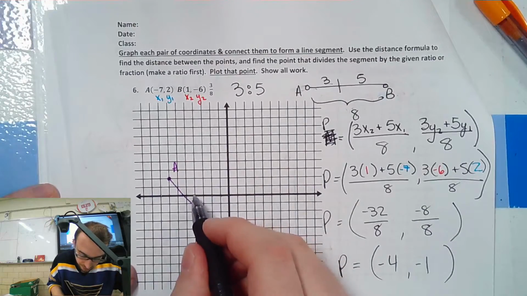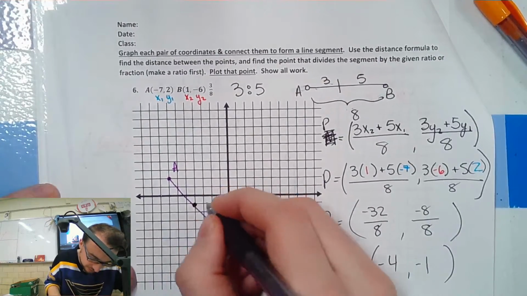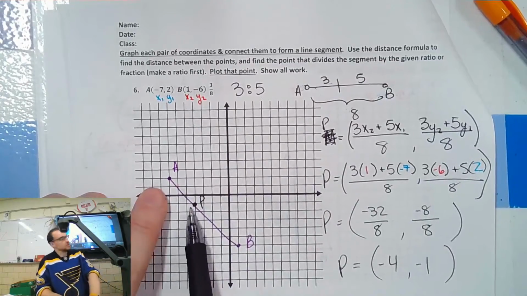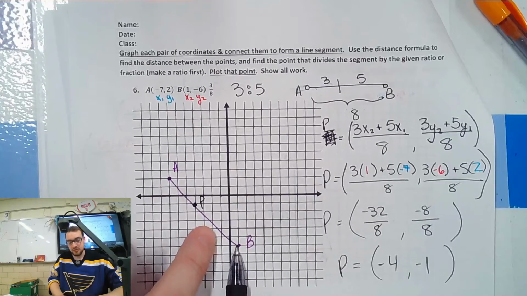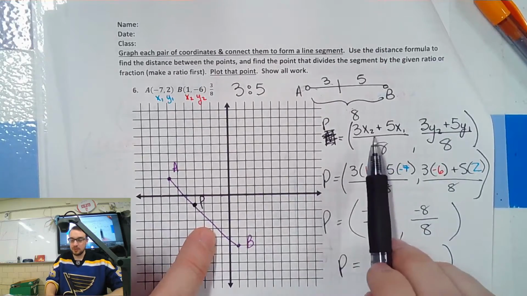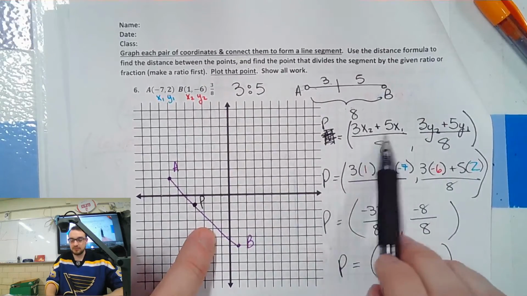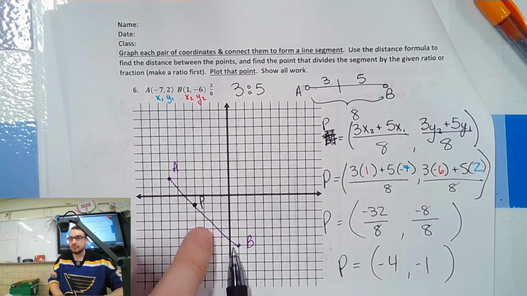1, 2, 3, 4, down 1. See, I didn't draw it very well. That's a little less than half, starting at A, going towards B. If you'd started at B and gone towards A, you would have got this point. So if you screwed up your x2 and x1 and flipped them, you would have gotten this point.